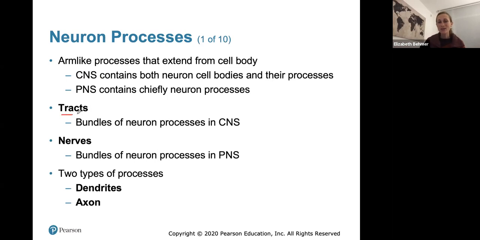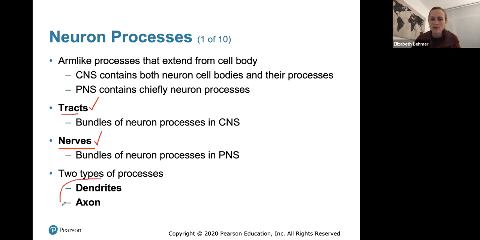Tracks are what we call bundles of neuron processes. And the idea of a nerve is just bundles of neuron processes in the peripheral nervous system. So in the central nervous system, for example, in the spinal cord, we have tracts, which are bundles of neuron processes like axons that run up and down the spinal cord. And then nerves are what we call bundles of neuron processes in the peripheral nervous system. So you have radial and ulnar nerves in your forearm, and they are just bundles of axons.